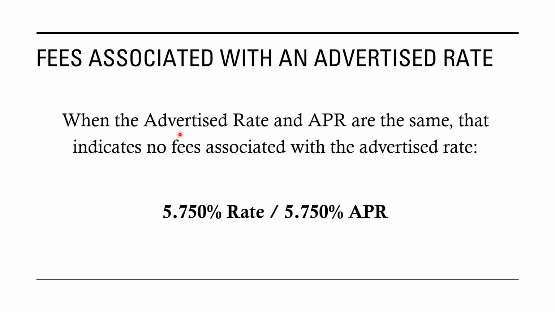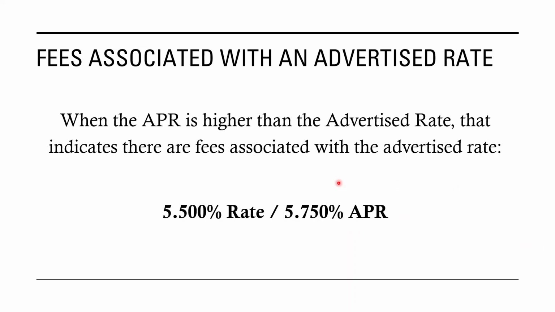So, when the advertised rate and APR are the same, that indicates there are no fees associated with the rate being advertised. So you'll have a 5.75% rate and a 5.75% APR. Next, when the APR is higher than the advertised rate, that indicates there are fees associated with the advertised rate. 5.5% advertised rate with a 5.75% APR indicates there are fees associated with this advertised rate.